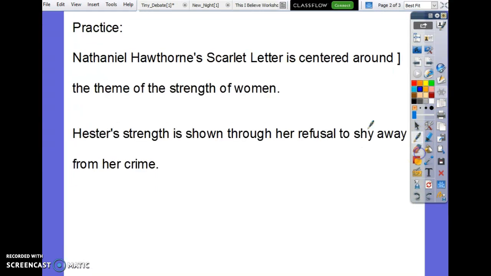Okay, so if we have Nathaniel Hawthorne's Scarlet Letter is centered around the theme of the strength of women. What is the who or the what? I'm going to pause for a second and let you think. Okay, the answer is Nathaniel Hawthorne's Scarlet Letter. What about Nathaniel Hawthorne's Scarlet Letter? Well, it is centered around the theme of the strength of women.